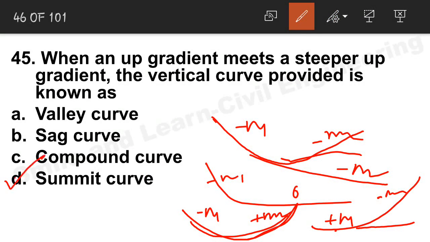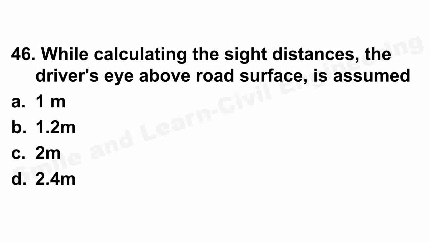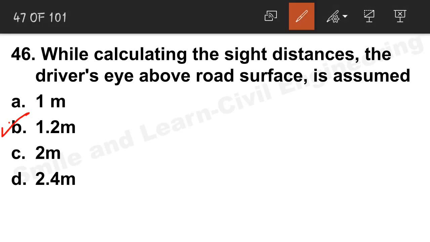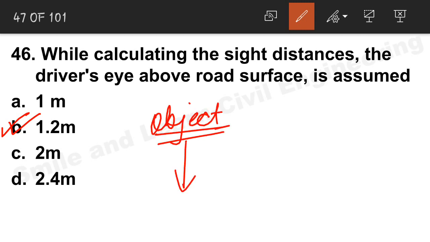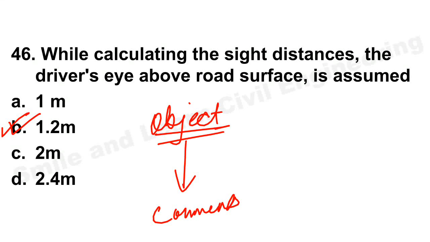So over here the correct answer will be option D, summit curve, and valley curve or sag curve are the same thing. Next question: while calculating the sight distance, the driver's eye above the road surface will be 1.2 meters, and another thing, the height of the object above the road surface, mention in the comments. Okay, mention in the comments whether you know the answer or not, just check your preparation.